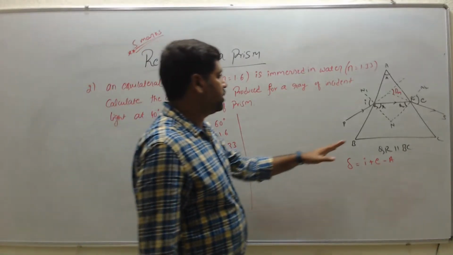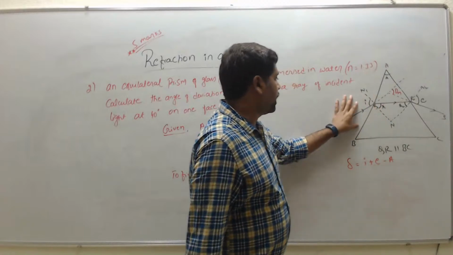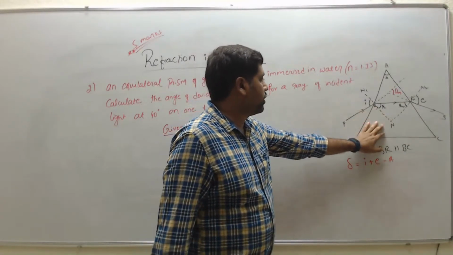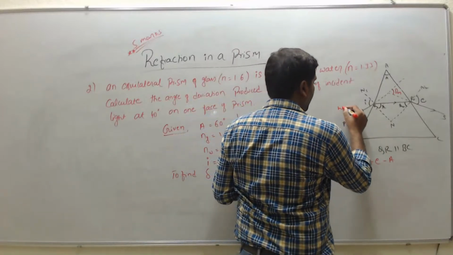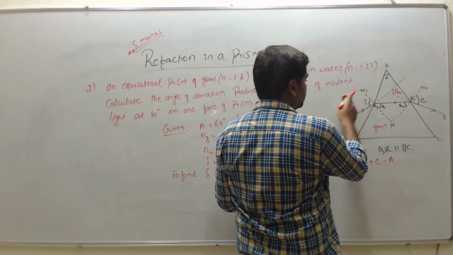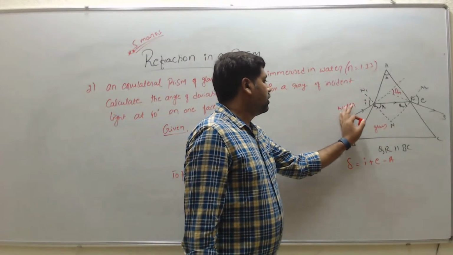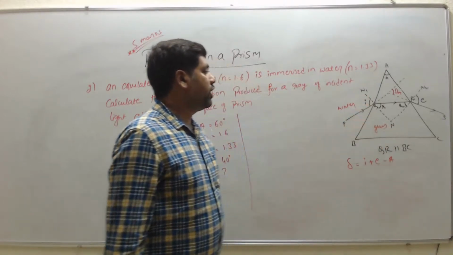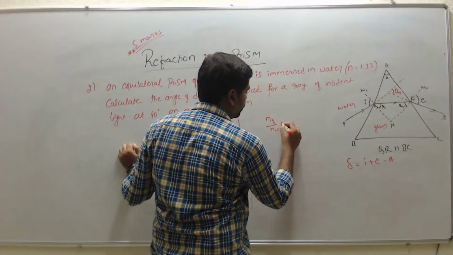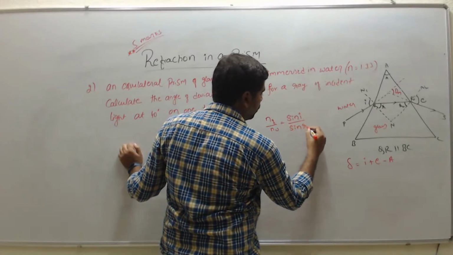First, considering the surface AB, the light ray travels from the first medium, water, into the prism, glass. So here we have water and here we have glass, that is from rarer to denser, because the refractive index of water is less than the refractive index of glass. As the light ray travels from the rarer medium to the denser medium, applying Snell's law, we get Ng by Nw equals sin I divided by sin R1.